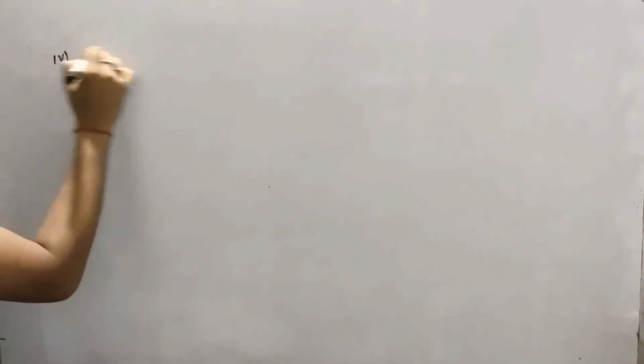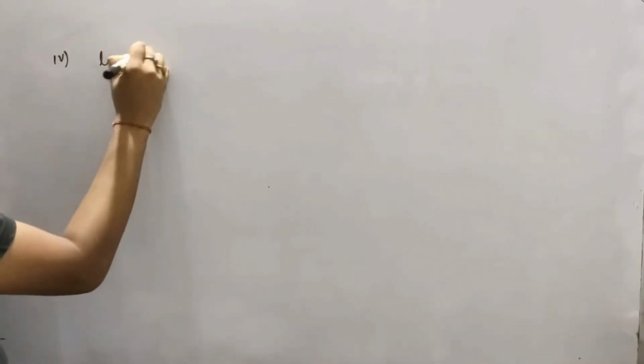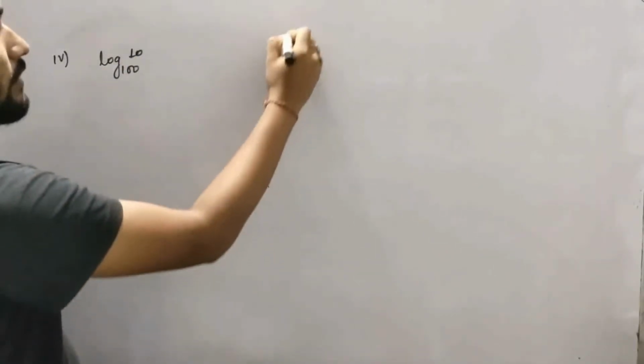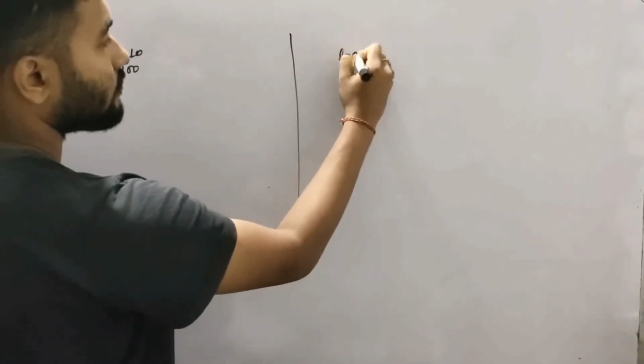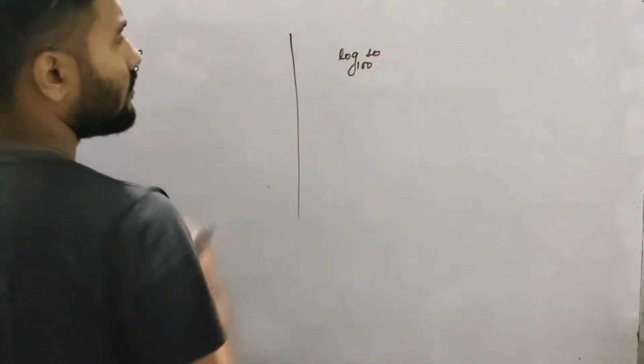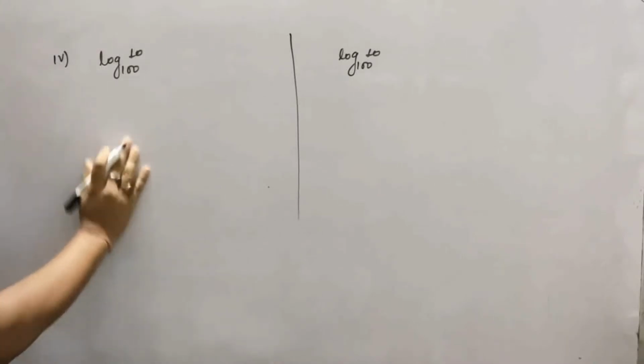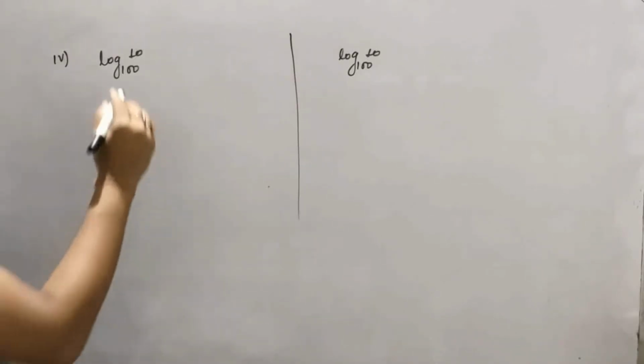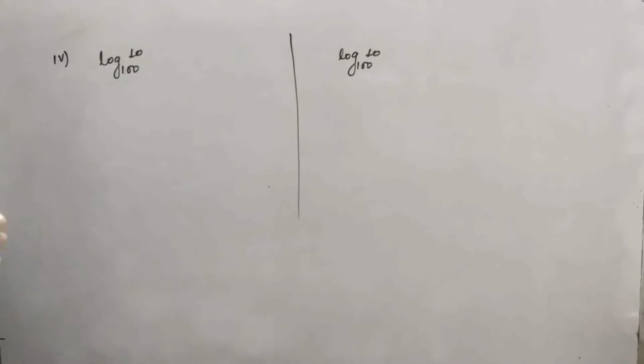Question number 4, what is there? Log 10 base 100. So see, we will do this one in 2 ways. In one more way I will do this one. First thing, say if the question would have been opposite, the opposite of this question, then it would have been good, right? If 100 would have been the base and 10 here, then the question would have been pretty simple.